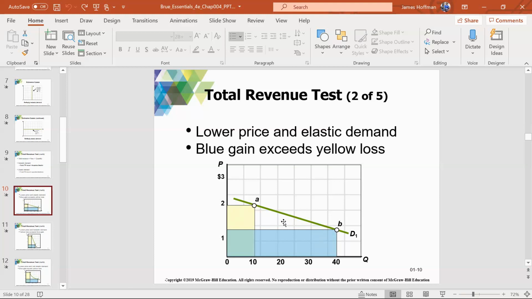What you can see with this flatter curve is that if you're in the elastic region and you lower the price, the additional revenue you get from the customers that buy at the lower price is higher than what you lost from the customers paying the higher price. See how the blue gain exceeds the yellow loss? This can be summarized as follows. Let me say what I'm saying here.